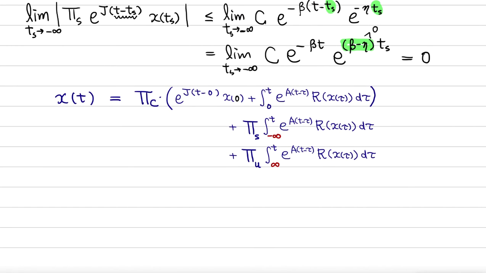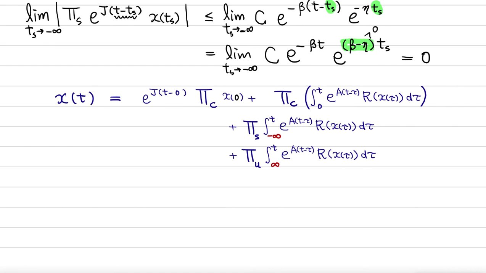Let's rewrite the first line by putting the projection on each term separately. Since this projection commutes with the Jacobian matrix J, we can put the first projection, pi center, after e to the J term, and we can write this projection just before x of 0. Let's call the projection of x0 on the center linear space xc.